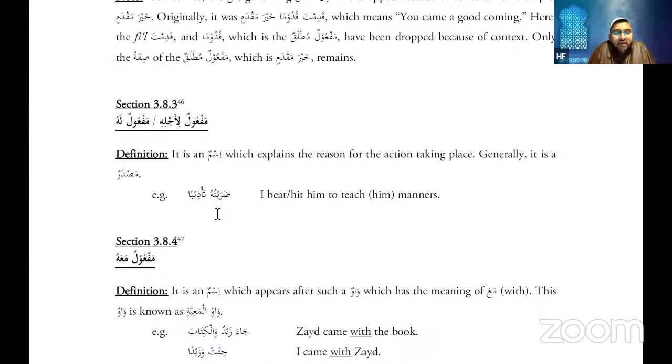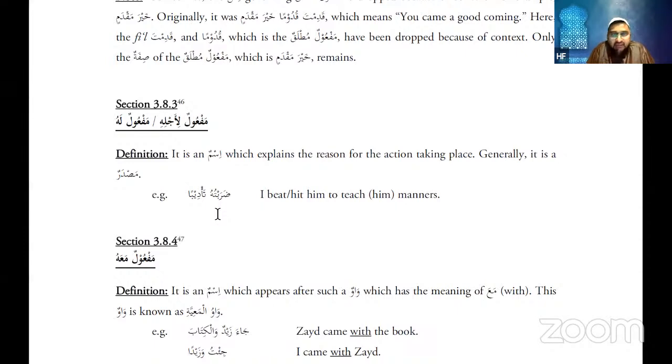So here you will see the way you know that this is not the direct object. There's maf'ul bihi and there's maf'ul li ajlihi, or maf'ul lahu. The way you know the difference between a direct object and a causal object of the verb is to put the question limada. Limada darabtahu? And if the answer is darabtuhu ta'diban, I beat him because I wanted to teach him a lesson, and it makes sense, then you know this is a causal object noun.